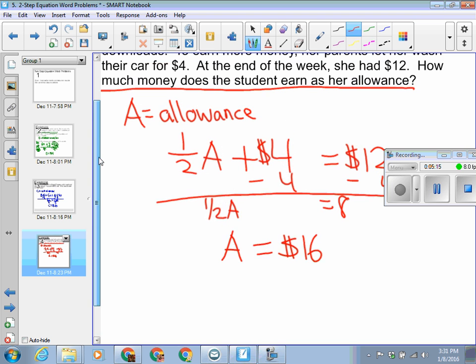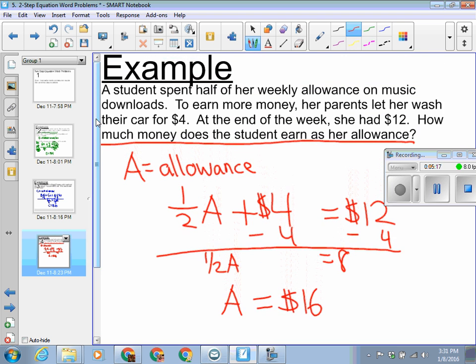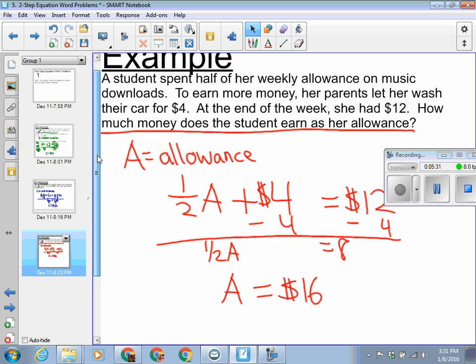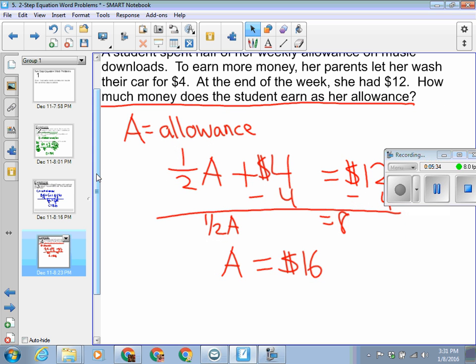But let's make sure we did this one right. So she has $16, right? And she spends half on music, which leaves her with $8, and then she earns 4 more for washing the car. 8 plus 4 equals 12. It checks out.